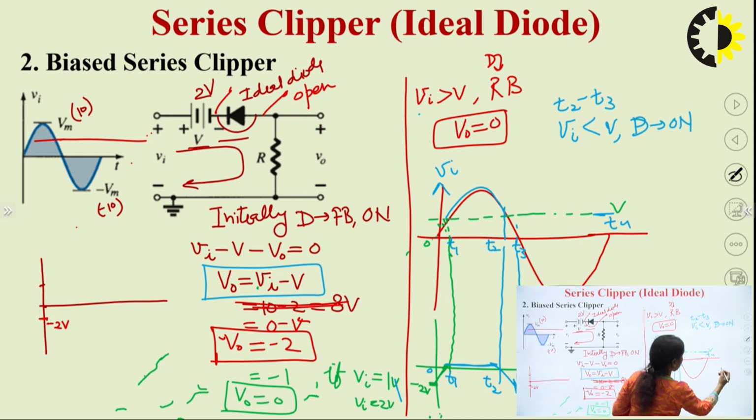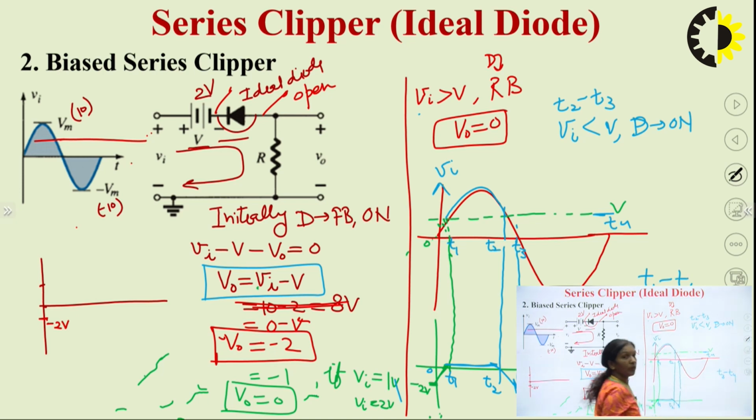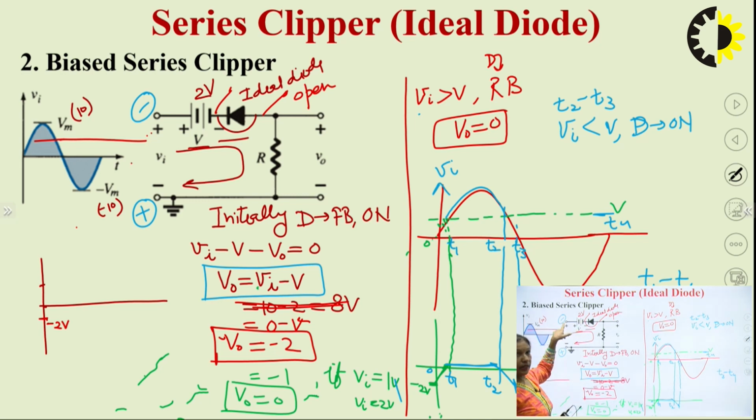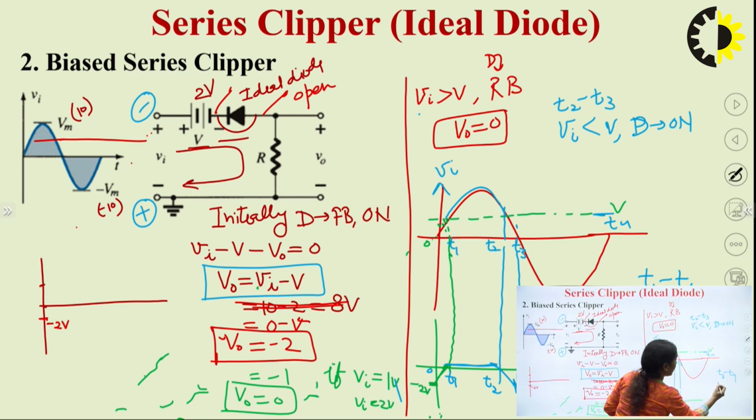So during the time period T3 to T4, this terminal will be at negative potential and this will be at positive potential. This negative and this negative, these two voltages will come in series and these two together make your diode forward bias. So during entire negative half cycle T3 to T4, your diode is in a forward bias state. So diode is on.